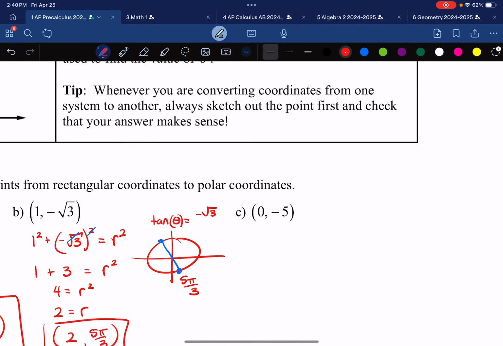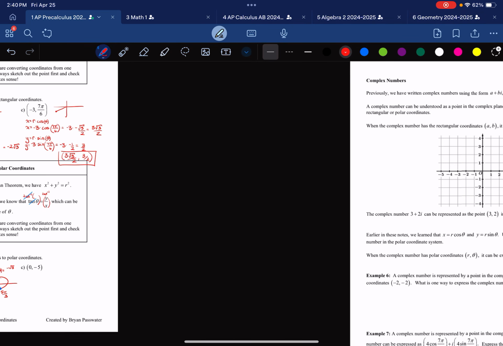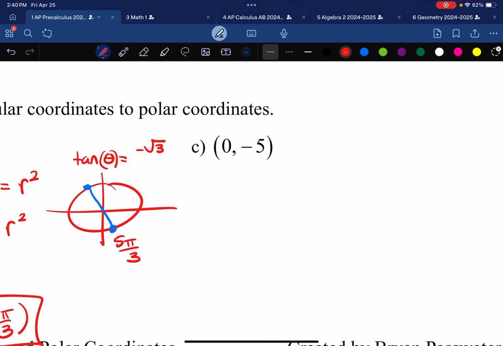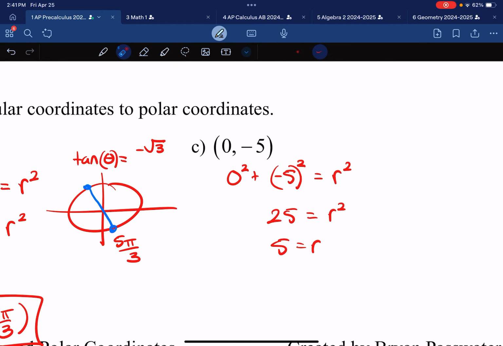All right, last question of the notes. I don't think there's, and then after this, oh no, we have more notes after this. I am wrong. All right, what do we have here? This is going to be 0 squared plus negative 5 quantity squared, and that's equal to my radius squared. Last I checked, this is going to be 25, which is equal to our radius squared. Square both sides, and that's going to give us 5 for our radius, which makes sense because the radius is the distance. I haven't moved horizontally, and I've moved 5 vertically. Okay, so the radius is 5.